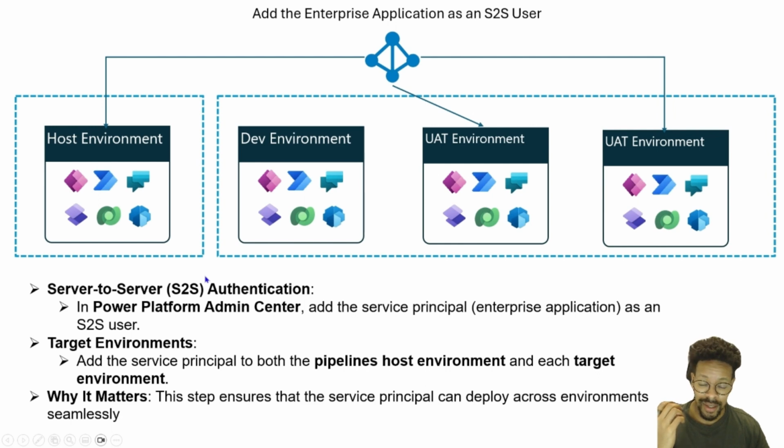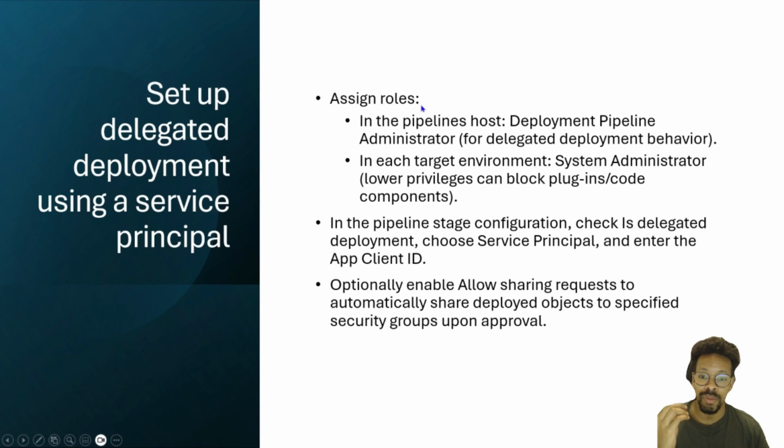Once this is done, we will also give this enterprise application some roles. In the pipeline host, we will give the application the pipeline deployment administrator role. In each target environment, we will give the system admin role. This is lower privileges, but can block plugins and code components. We'll also have to check is delegated in deployment.